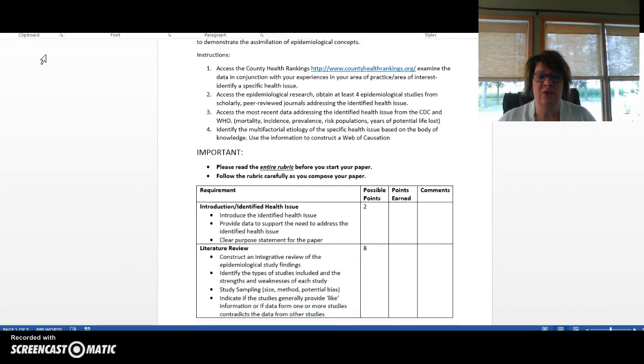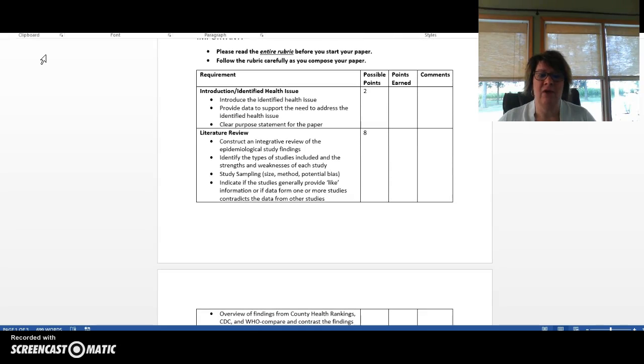So as we scroll on down to the rubric itself, we're going to start out with the introduction, and that's where you're going to provide an overview. You're going to solidify your topic, and you're going to show why that topic is so important. So you're going to include the data in that area, and make sure that you have a very clear purpose statement for your paper, because that will set the stage for the structure of the paper.